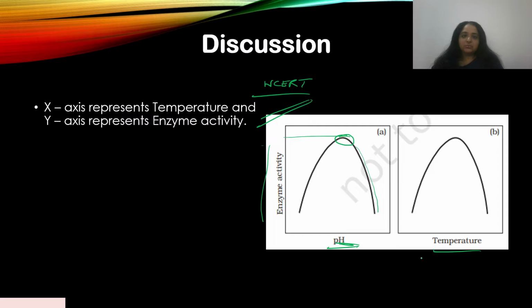Okay, so please read the graphs that are there in NCERT. I mean, study them. Right, I guess we can move on.